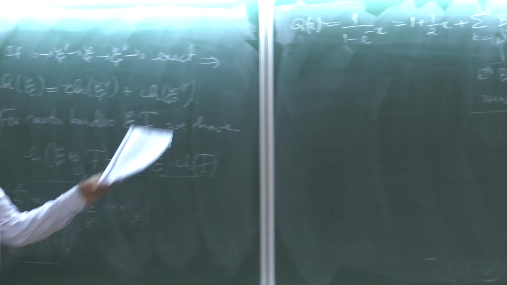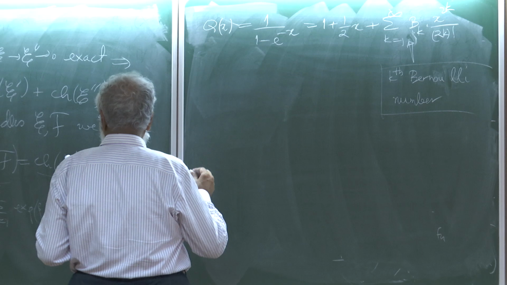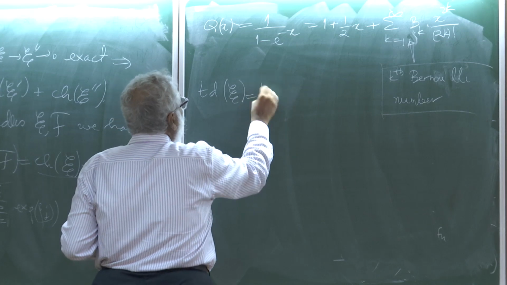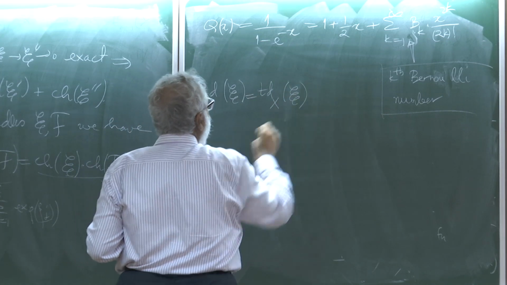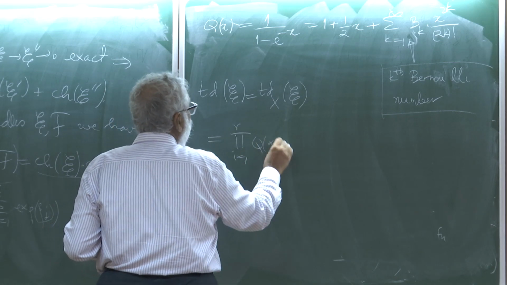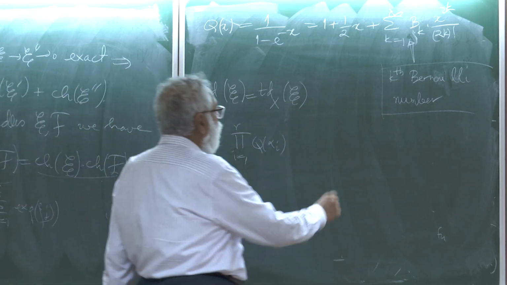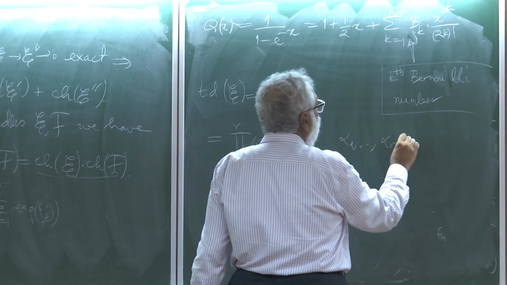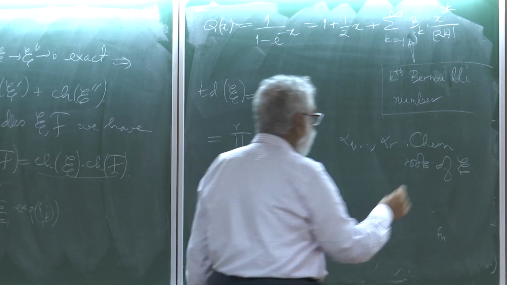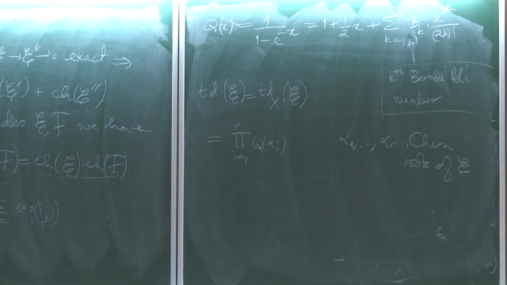Fine. It appears in various places and we do this. So I have this series. Now what I do is I take Todd of E, or Todd_X(E) if I have to specify the space, to be the product for i equals 1 to r of Q(alpha_i), where alpha_1 to alpha_r are the Chern roots. I can define anything I like. Why this particular choice? What's special about it?